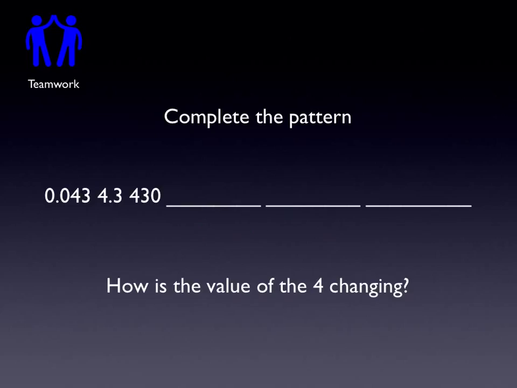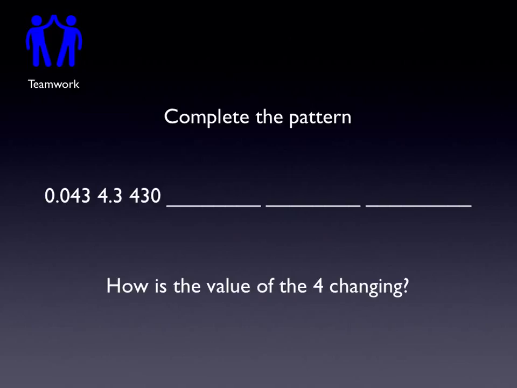All right, let's look at some patterning. We've got 43 thousandths, 4 3/10, 430. So we've got to try to figure out what the pattern is so we can complete the last 3 boxes. Looks to me like the 4 is moving 2 places to the left. So each number is being multiplied by 100 to get the next one. Each number is multiplied by 10 twice, so each number is multiplied by 10 to the second power.